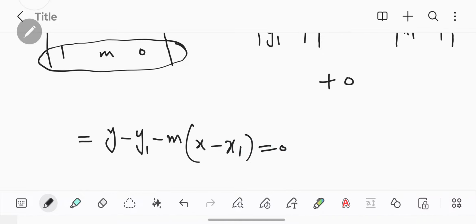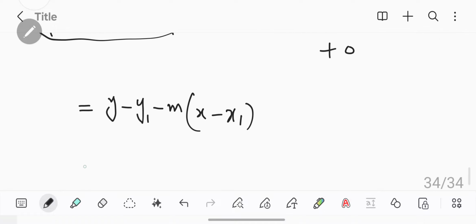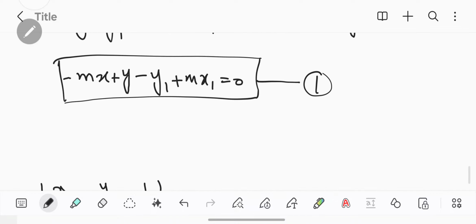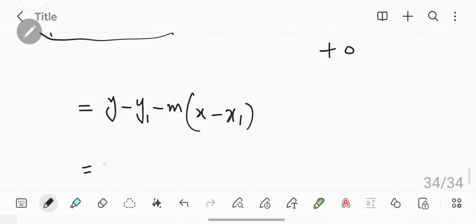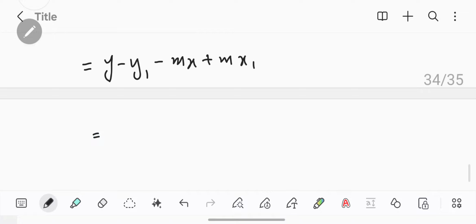Equals 0. Not equal to 0 yet, because we don't know whether it is 0 or not. We have to prove that this is 0, because we have to prove that this determinant is 0. So y minus y1 minus mx plus mx1. Rearrange, write this thing first: minus mx plus y, then y minus y1, and then plus mx1.